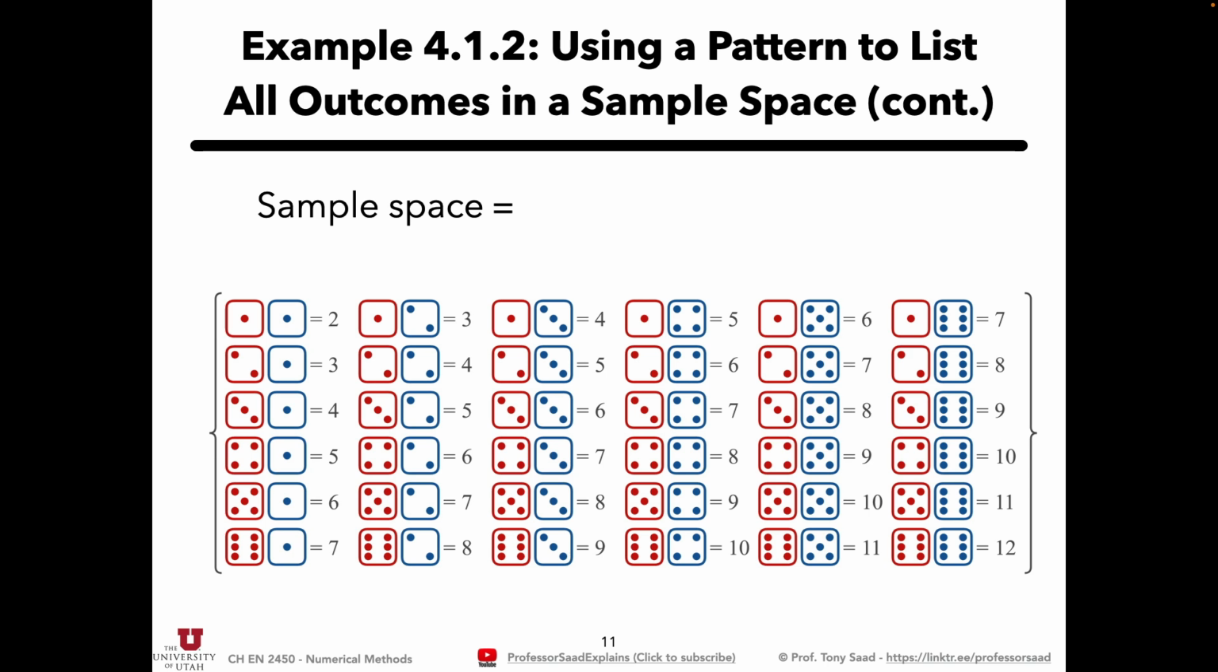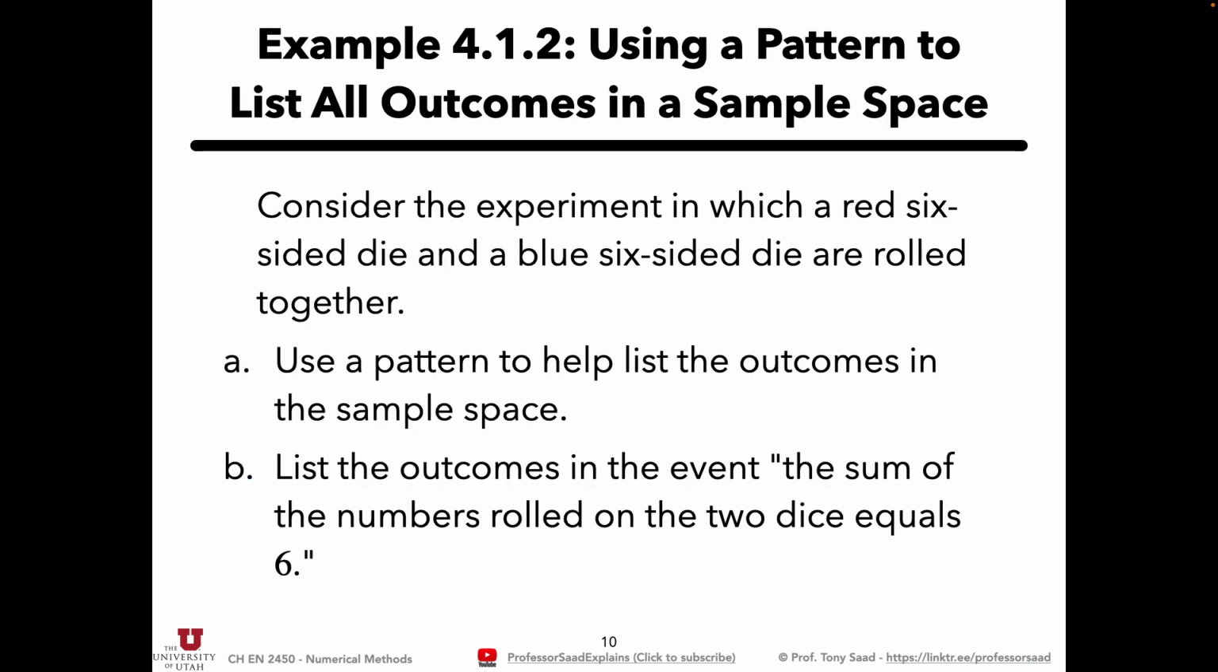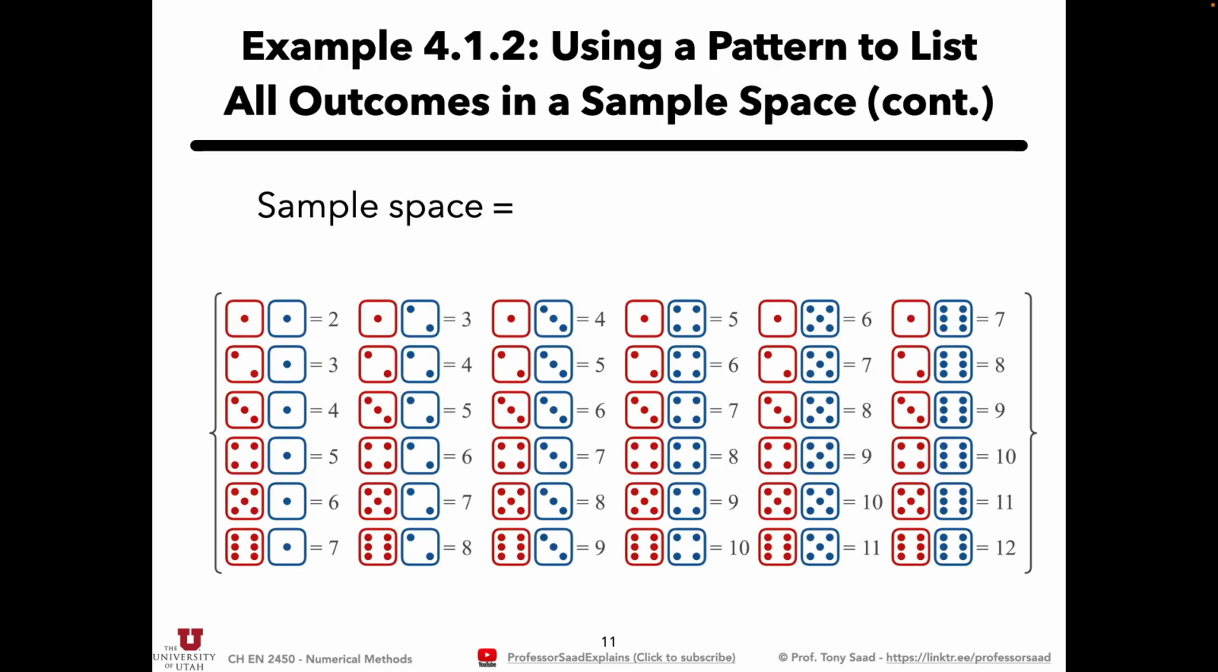That's the true sample space for your experiment. Okay. Next, list the outcomes in the event. So outcomes are the contents in that event subset, where the sum of the numbers rolled on the 2 dice equals 6. Okay, so I'm going to take this and I'm going to look everywhere there's 6 here.